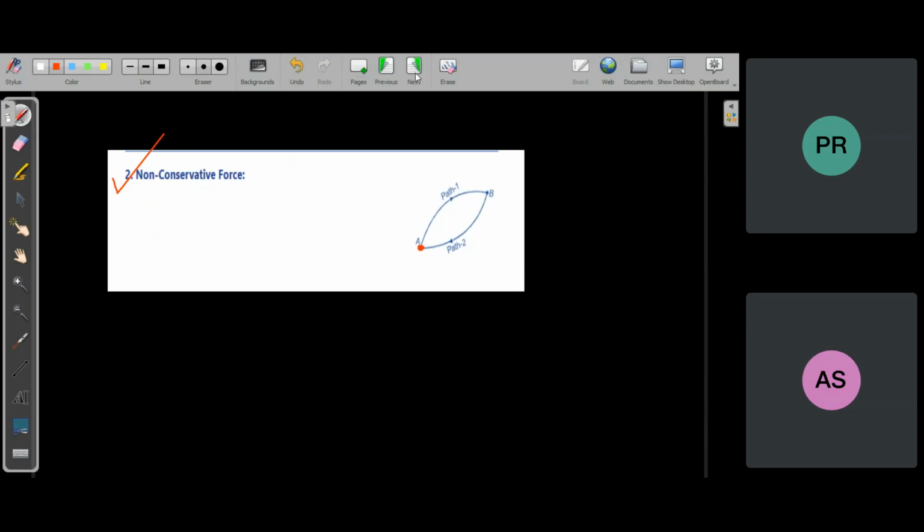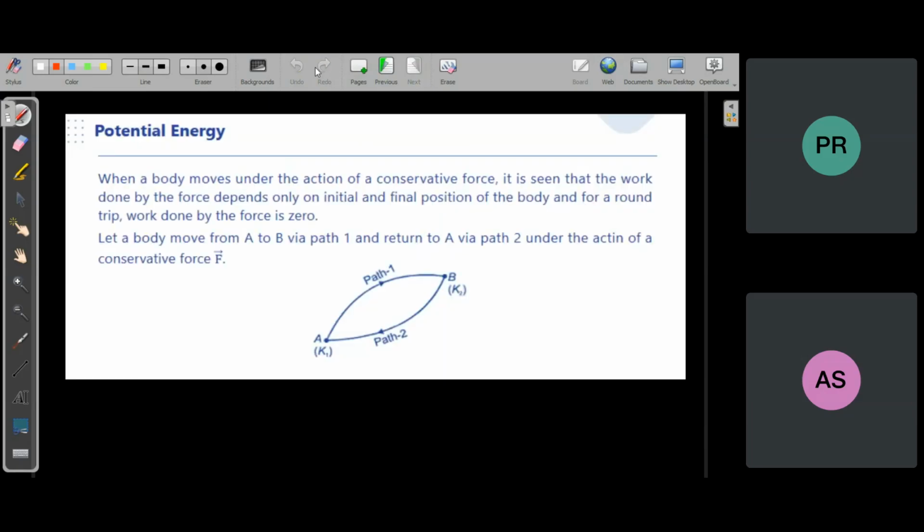And that's why friction is not a conservative force. Friction is a non-conservative force. Potential energy is not associated with a non-conservative force. It is only associated with conservative force.